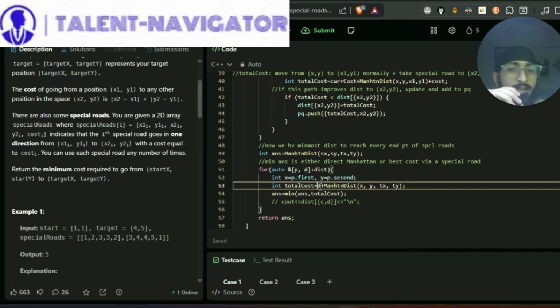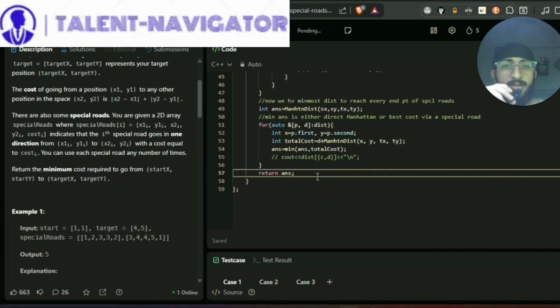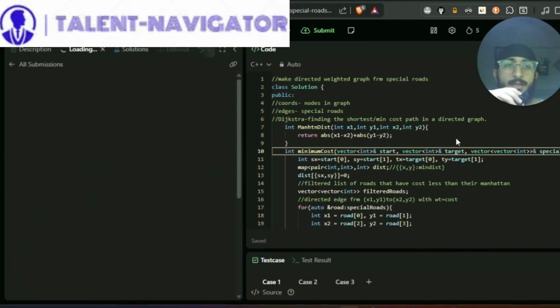And the total cost would be the distance, that is d, plus the Manhattan distance required to go from that xy coordinate to the final tx comma ty. And here we update the answer as minimum of answer and total cost. So the answer that we had initially and the total cost that we have calculated, if in case there is a special road that will help us to reduce the cost, then we will be considering that. So it gets the minimum of these and finally returns the answer. And let me submit it to show you whether it's getting accepted or not. And yeah, it has been accepted.